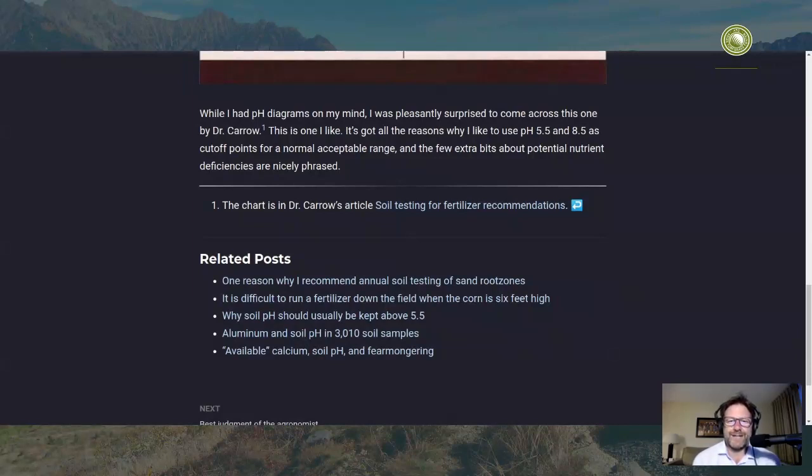And if I remember right, he mentions in that chapter of the book that soil pH is something that might be more important for agricultural crops because you can't just go adjust it. You can't go apply lime. You can't do the types of things that you can do on turfgrass. And he used the expression, it is difficult to run a fertilizer down the field when the corn is 6 feet high. But for turfgrass, we can go run fertilizer down the field because the grass doesn't get to be 6 feet high. The third post that's in that list is why soil pH should usually be kept above 5.5.